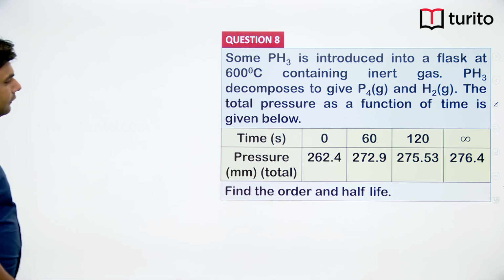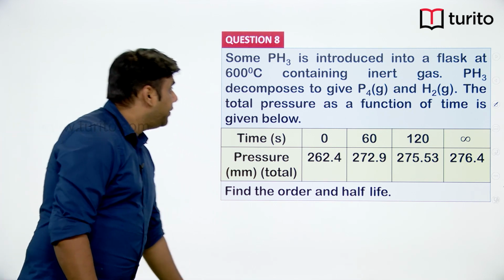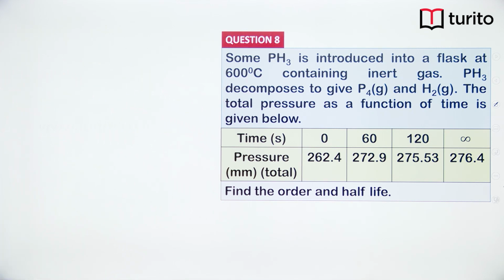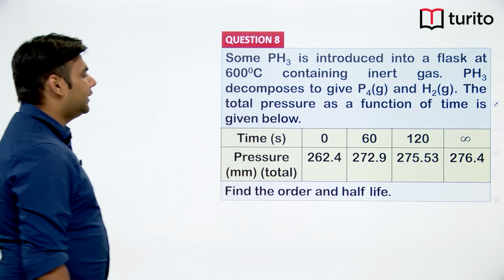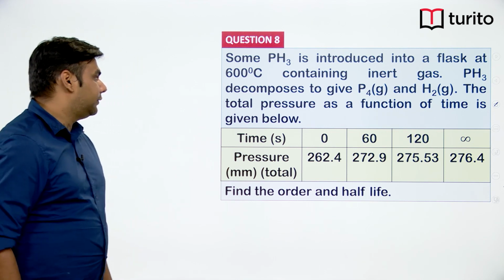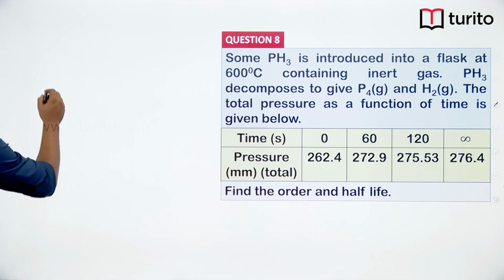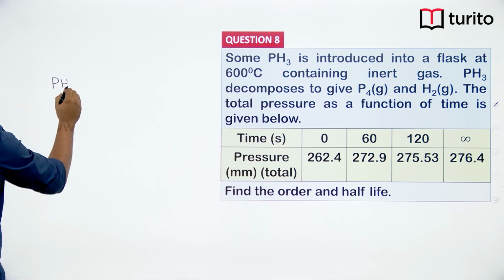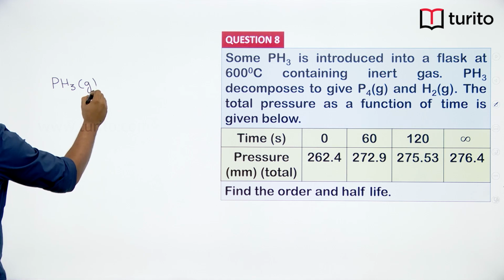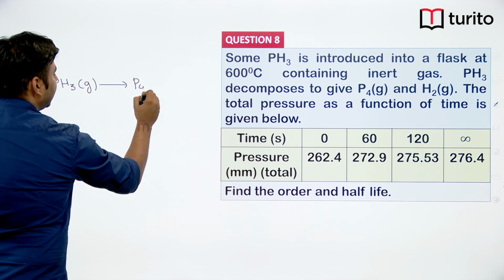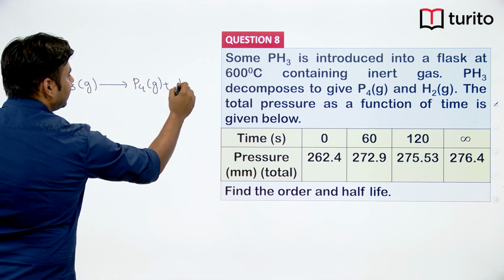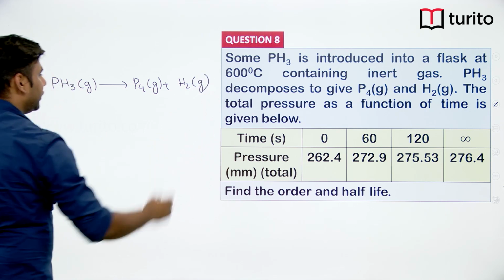So let's solve this question now. It says that some PH3 is introduced into a flask at 600 degrees Celsius containing inert gas. So basically PH3 is decomposing into P4 and hydrogen gas. So we have to balance this equation first.